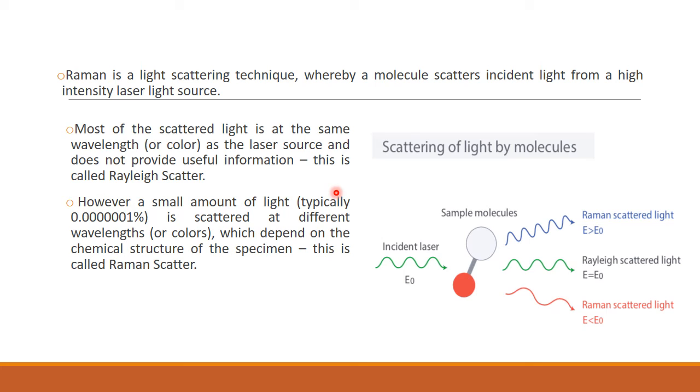But there is a small percentage of light which is scattered with different wavelengths or frequencies other than the incident light. That is mainly due to the inelastic scattering of light. Such scattered light is called Raman scattered light. So there are two different possibilities. Either the frequency of the scattered light may be higher, or the frequency of the scattered light may be less. Such scattered light is called Raman scatter.